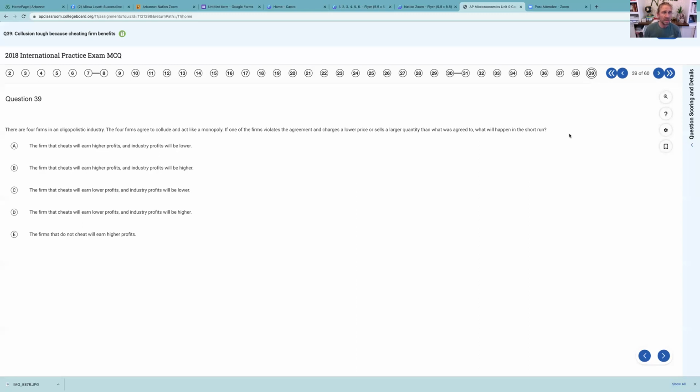So what happens in the short run? In the short run, the firm that cheats is going to earn a higher profit. So that is A or B. Will the industry profits be lower or higher? The industry profits are going to be lower, right? Either because you've increased the overall supply in the market, which is going to decrease the price per unit sold, or they are undercutting their competitors, which lowers the overall profit in the market. So your answer for 39 is the firm that cheats earns higher profit, and the industry profit is going to be lower. Okay, let's look at number 40.